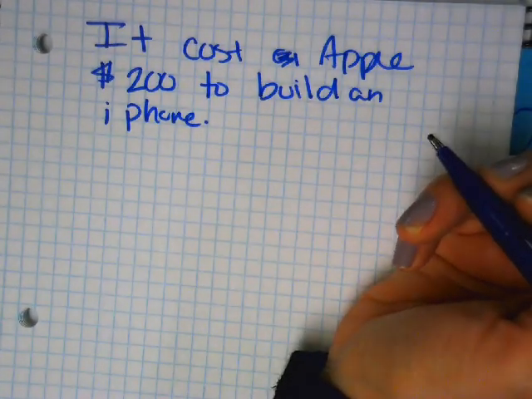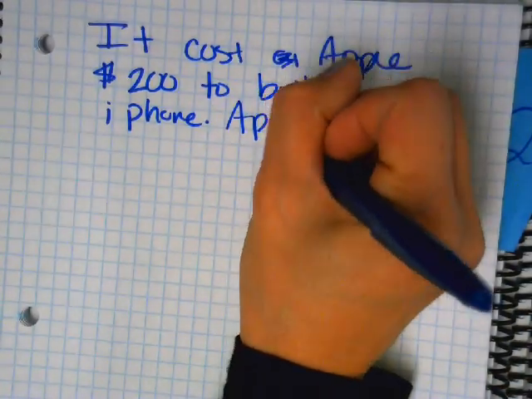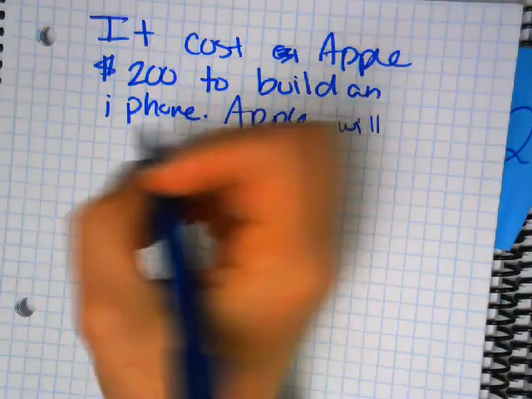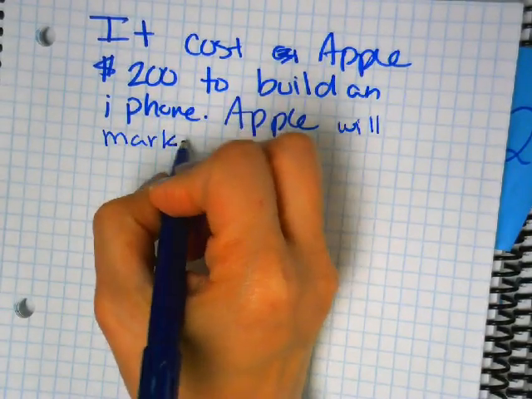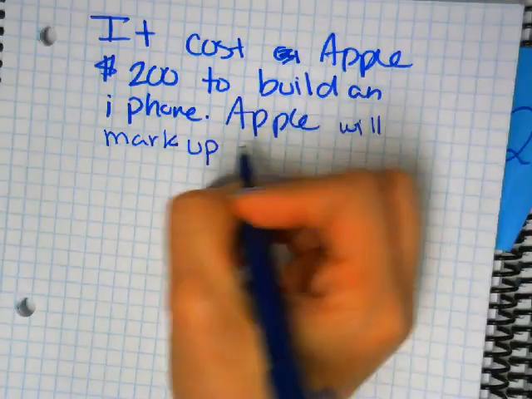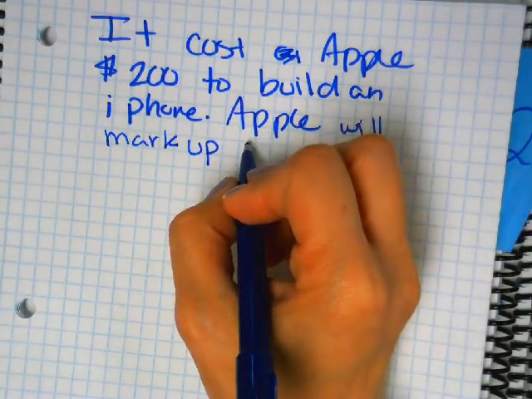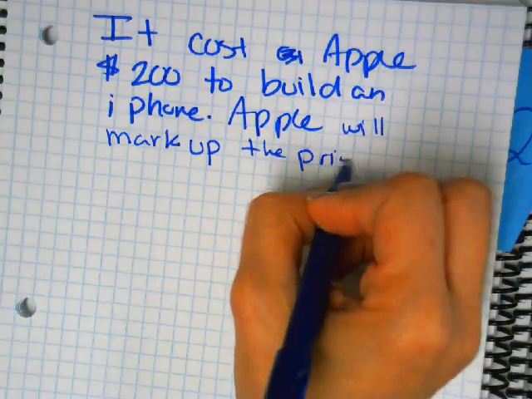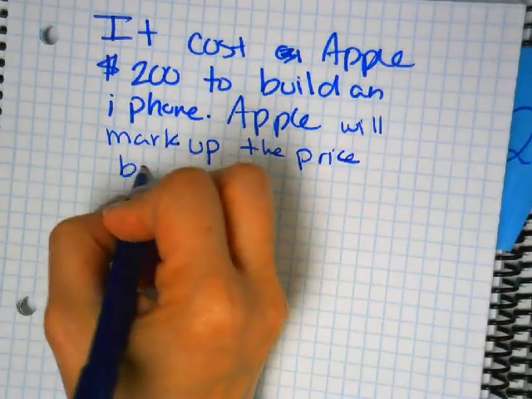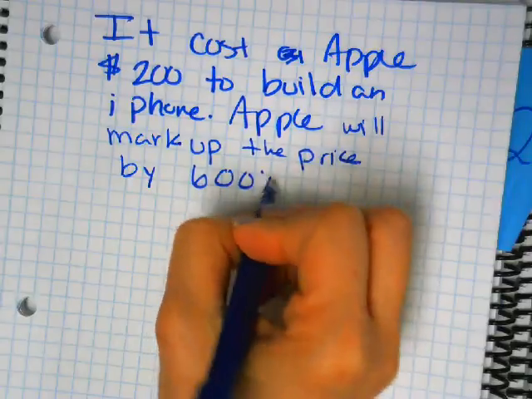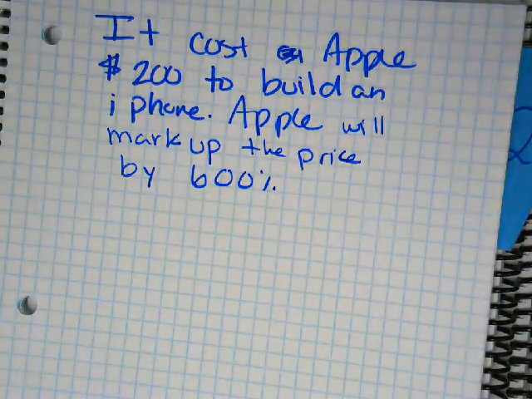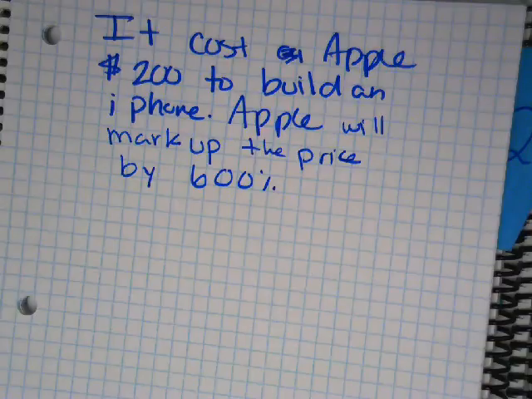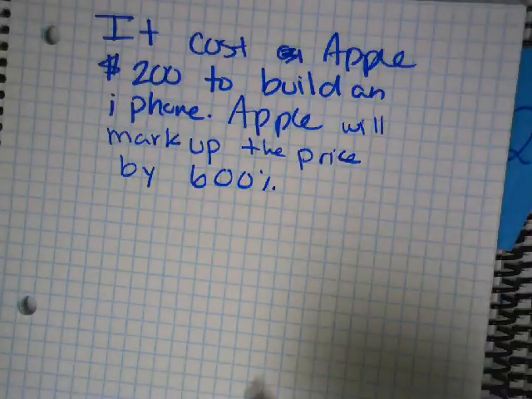No, not at all. Apple will mark up. This one's going to be a long one, but it's the only long one we're going to write down today. We'll mark up the price by 600%. Now, one of the main differences between tax, tip, discount, and markup is that markup will have very big percents, over 100%. All the other ones have been less than 100%.